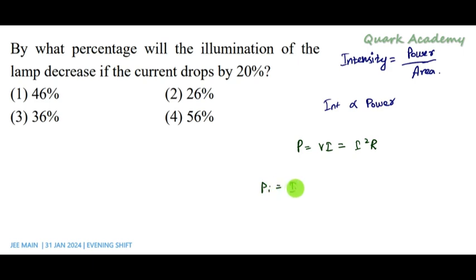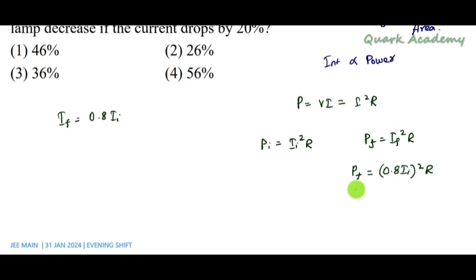Now initial power equal to initial current squared into R, and final power equal to final current squared into R. So how do you write final current? Final current, from the initial current 20% has dropped, which means it is going to be 0.8 times of initial current. So let's substitute this. Final power equal to 0.8 initial current squared into R. So this will become 0.64 initial I squared into R. So 0.64 into initial power.